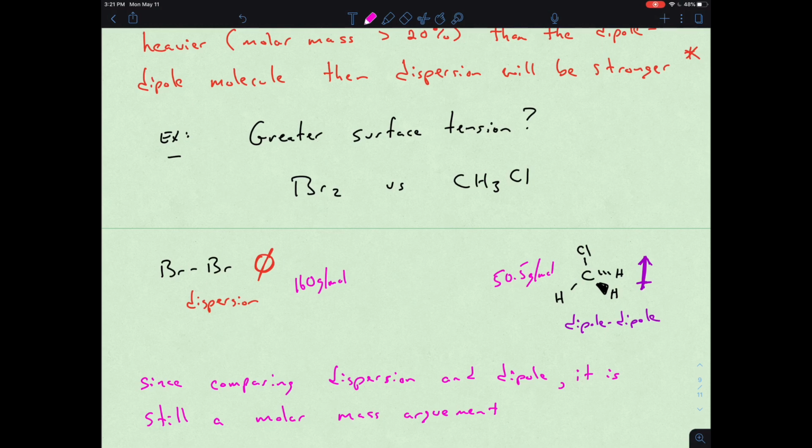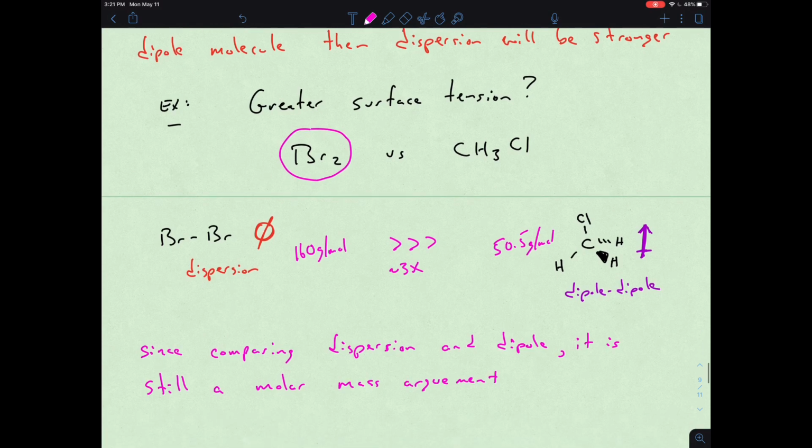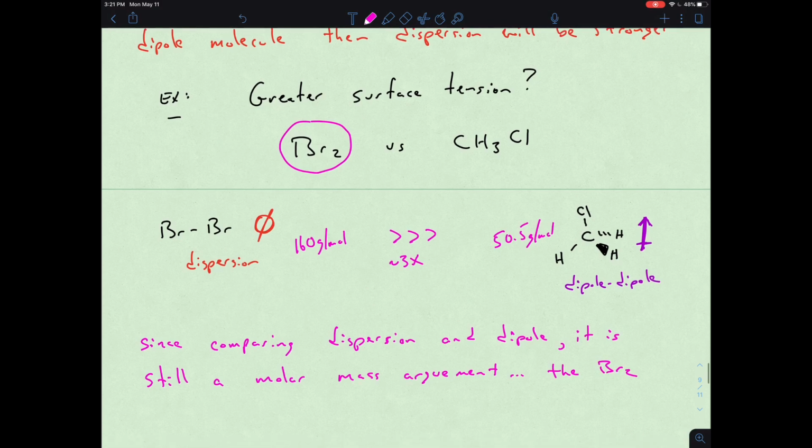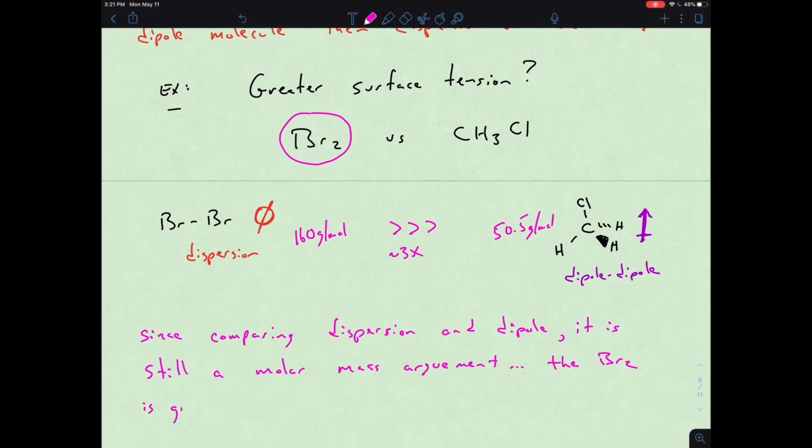So there we see a drastic difference. Roughly 3 times greater in terms of molar mass. And so that's why our bromine would have this greater surface tension. So the Br2 is greater in mass by roughly 300%. So it has the stronger forces.